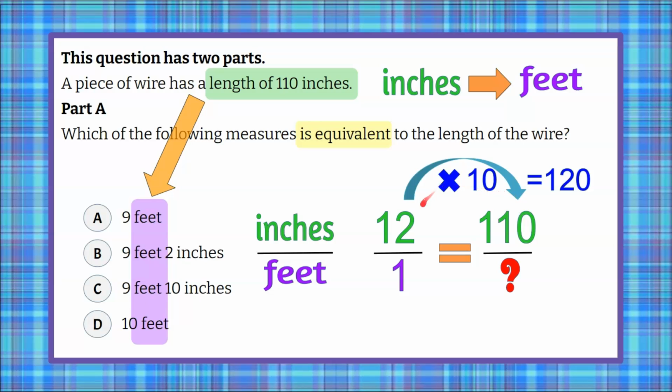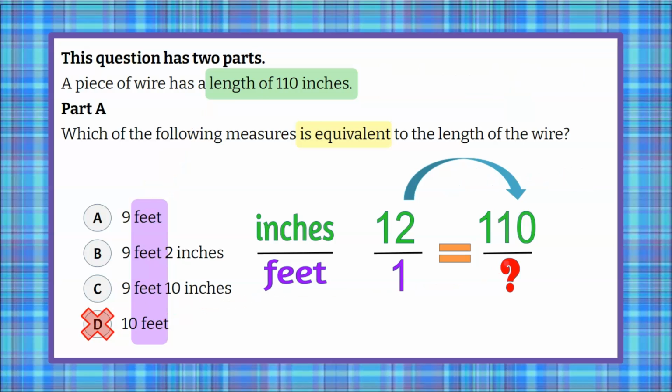So we know that if I multiplied 12 by 10, I need to do the same to the denominator of the ratio. 1 times 10 is 10, so that would mean that this was 10 feet. So we know that 110 inches is smaller than 10 feet. Therefore, I can eliminate answer choice D. So when we go back, let's clear our workspace. We know it's not 10, so let's multiply by 9.